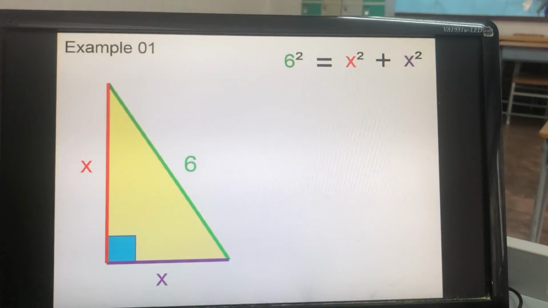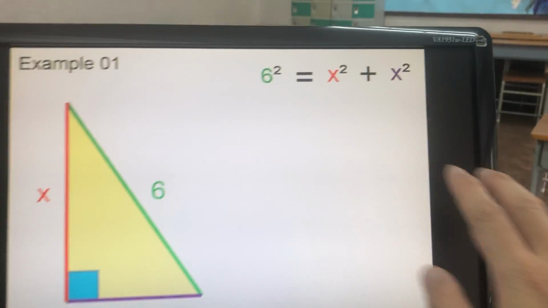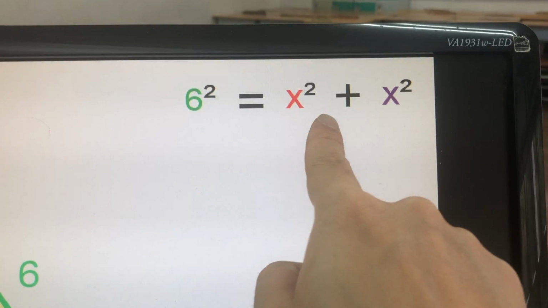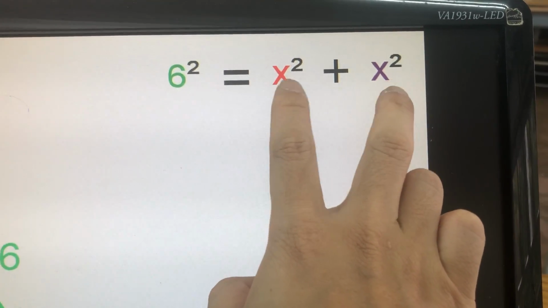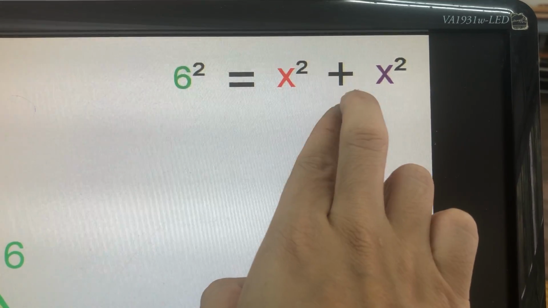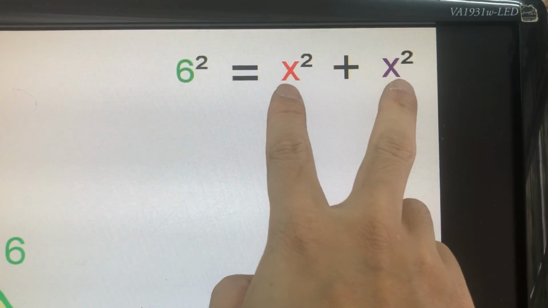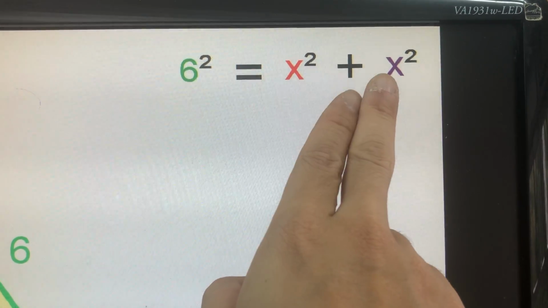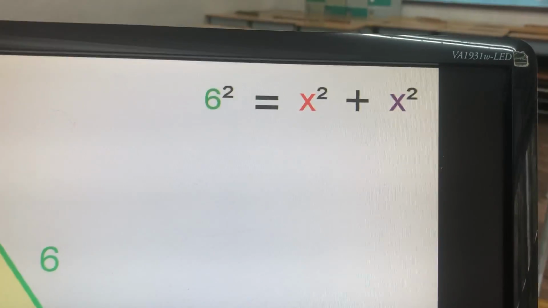x squared plus x squared. Okay? Now, look at this equation. Are you able to continue? So for the right-hand side, do you think that we could combine them? Are they like terms? x squared and x squared? Yes, the variables are the same. We could add them up, combine them. So 1 apple plus 1 apple becomes 2 apples.